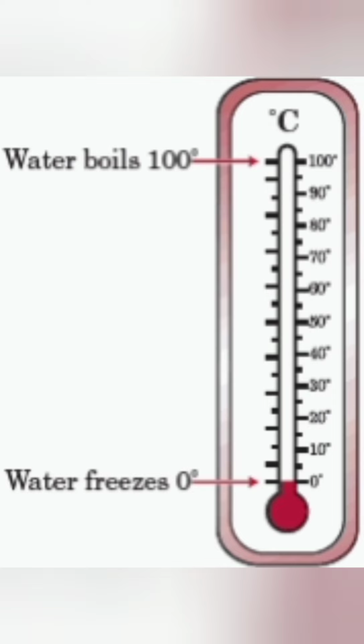In the Celsius scale, the temperature of the melting point of ice is taken to be 0 degrees Celsius. The boiling point of water is taken to be 100 degrees Celsius. The interval between them is divided into 100 divisions. The Celsius scale is the most widely used temperature scale.